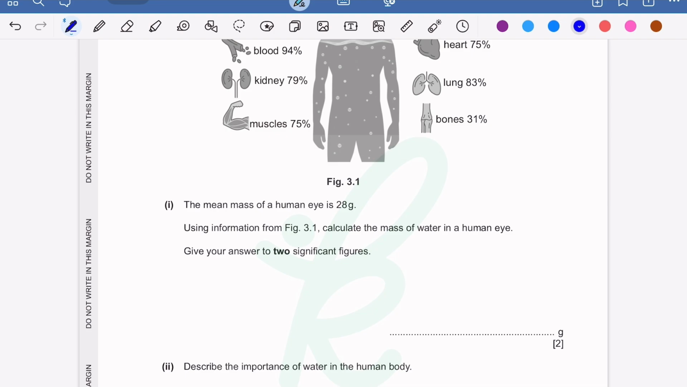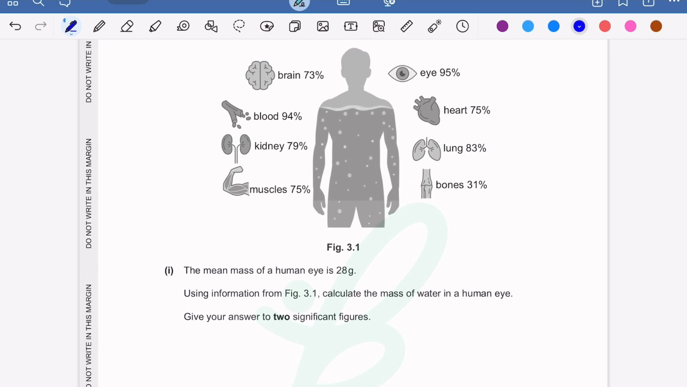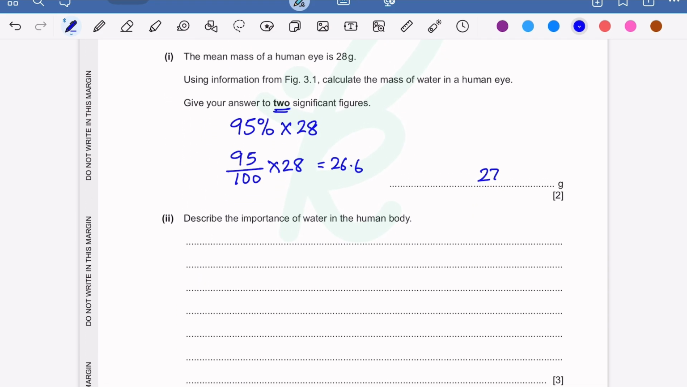So the total mass of the human eye is 28 grams and out of that 95% is water. So to find the answer we can do 95% of 28, which will be 95 by 100 into 28, and when you calculate this value the answer comes out to be 26.6. But as we need to give the answer in two significant figures, the answer for this will be 27 grams. Let us move on to the next part of the question.